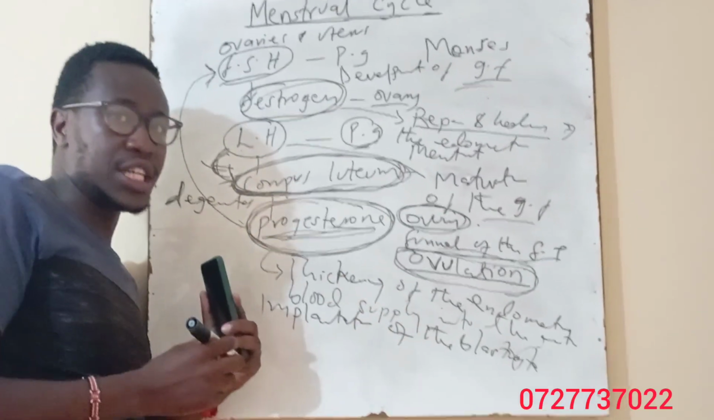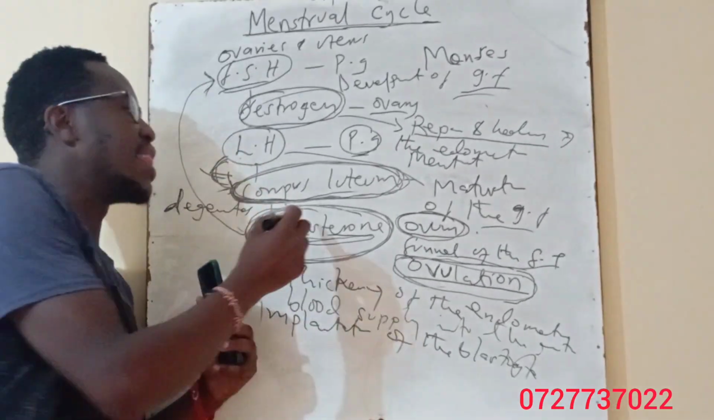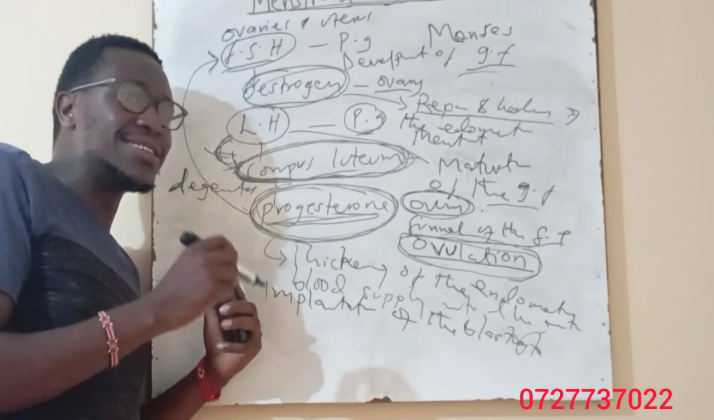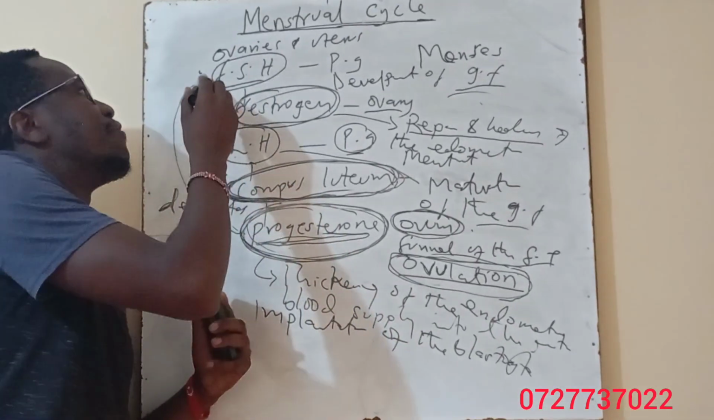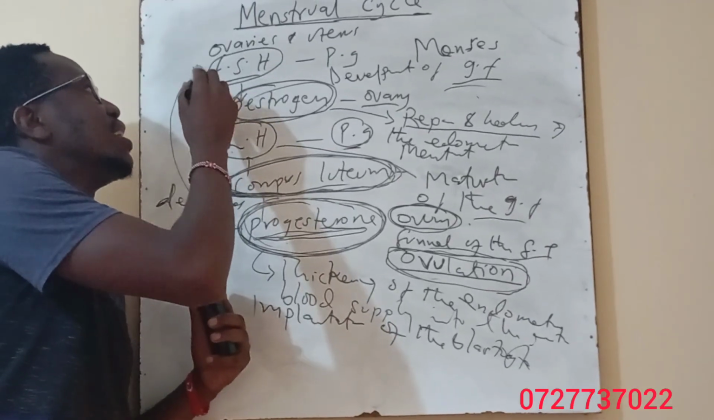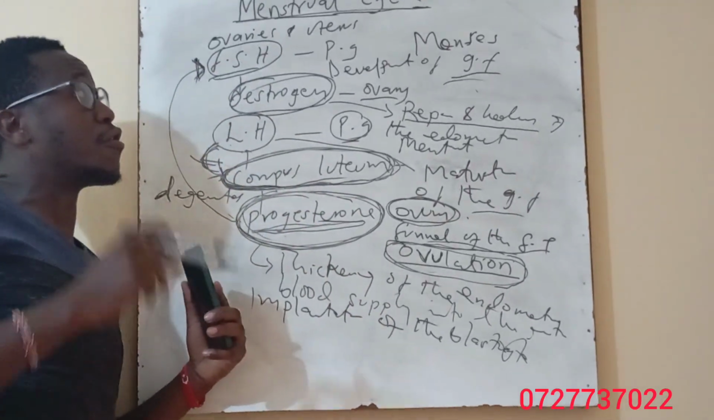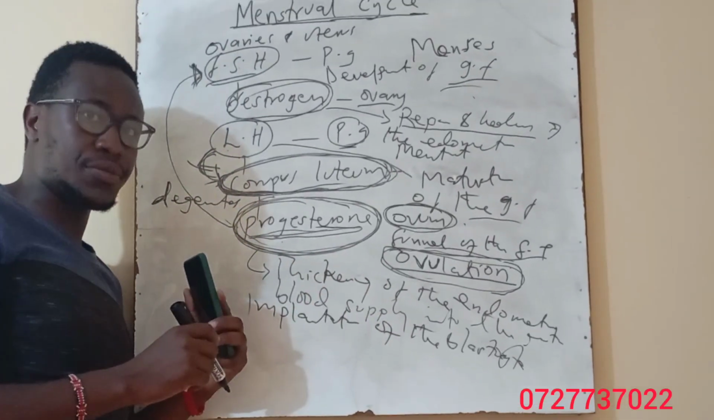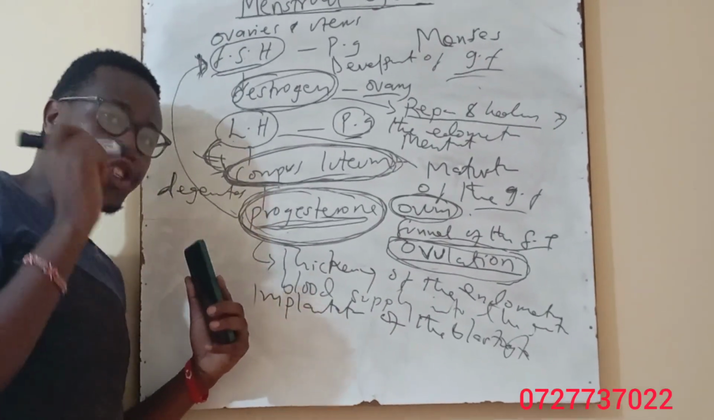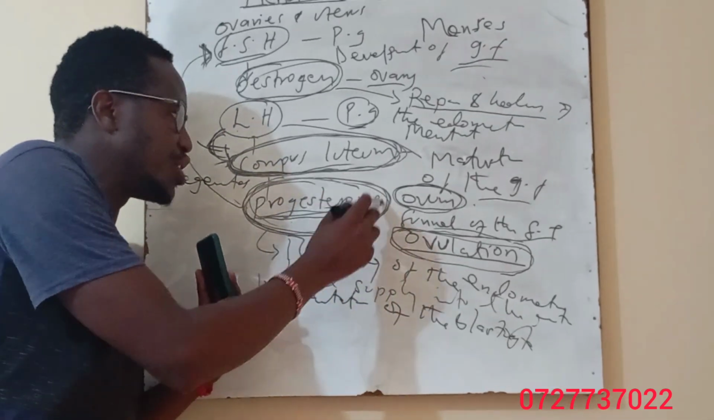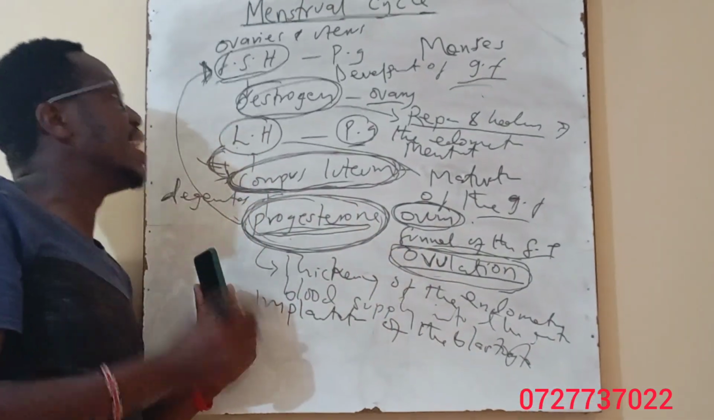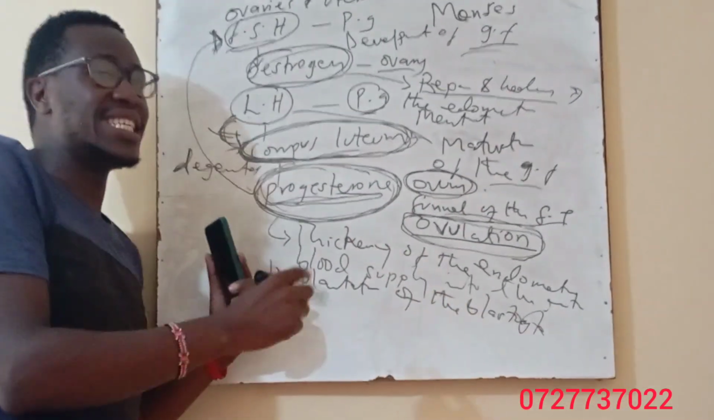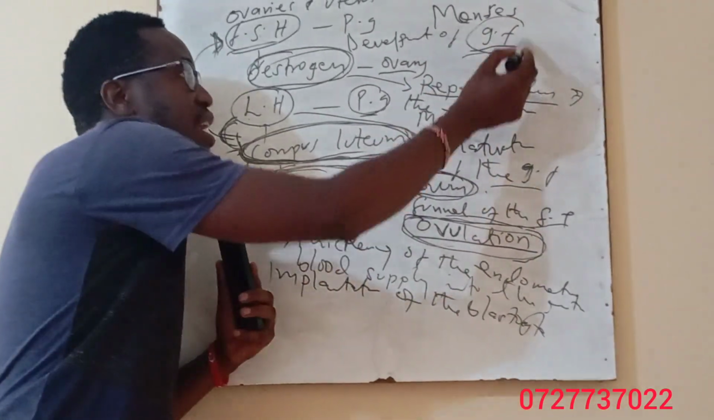If fertilization takes place, the level of progesterone increases, and this inhibits the follicle stimulating hormone from facilitating the development of another Graafian follicle.